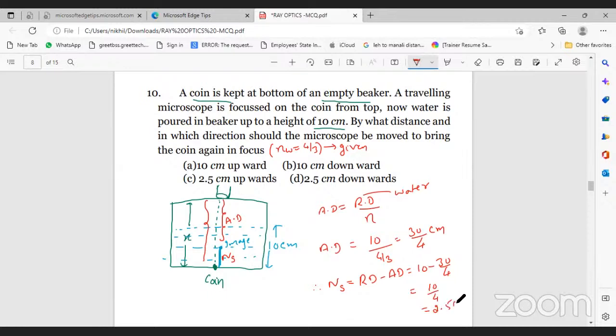10/4 is 5/2, so 2.5. So by what height has this coin been raised? 2.5 centimeter. So the coin has been raised by 2.5 centimeters. So what is the condition then? In order to get the image of the coin, I should move the traveling microscope by what distance?